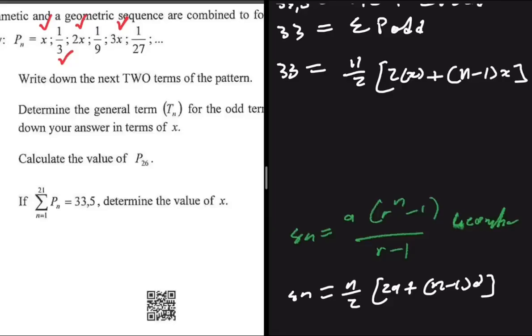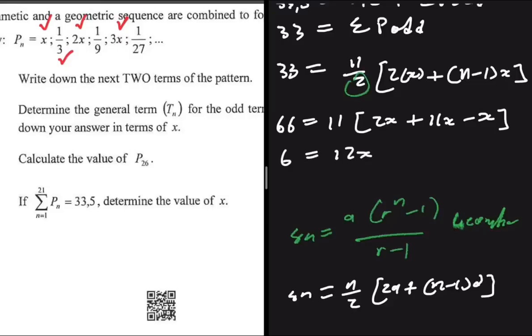So let's multiply by 2 so that we can get rid of that denominator. If we do that, we're going to have 66 being equal to 11 multiplied by 2x plus 11x minus x. If we divide both sides by 11, we're going to get 6 being equal to 12x. So x is equal to 1 divided by 2.